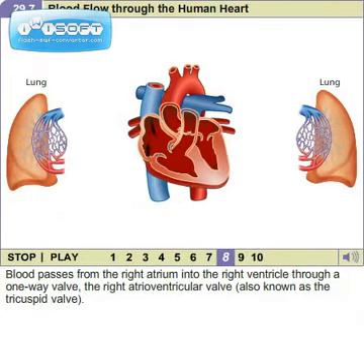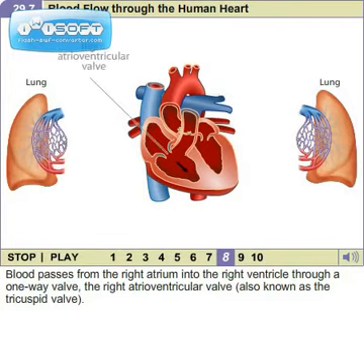Blood passes from the right atrium into the right ventricle through a one-way valve, the right atrioventricular valve, also known as the tricuspid valve.